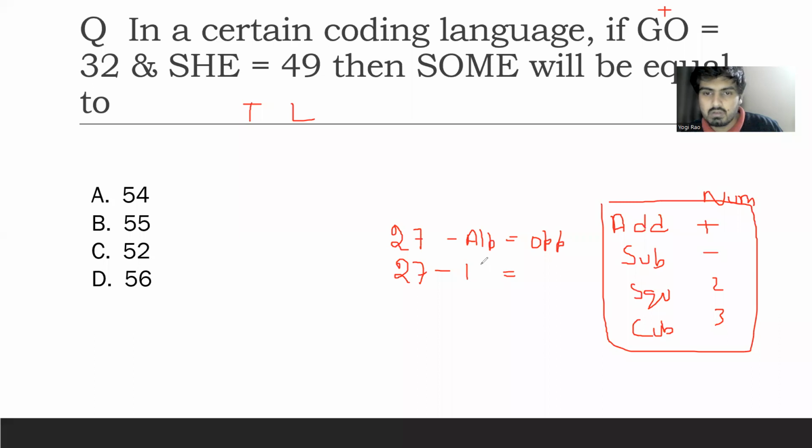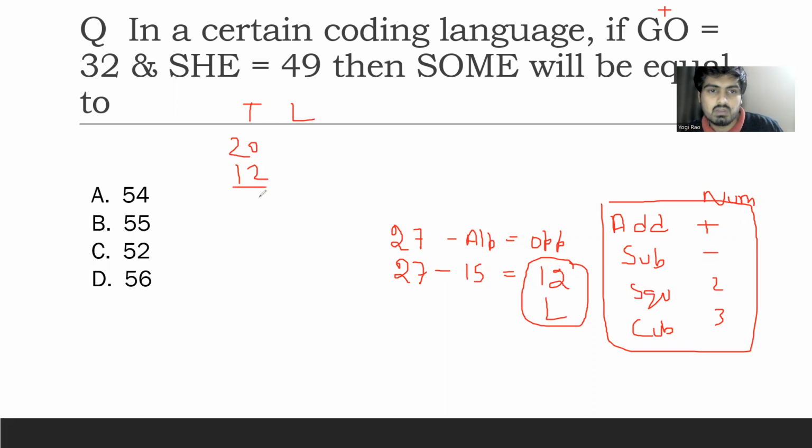O is 15. And if I don't remember the opposite of O, then I will do 27 minus 15. That will give me 12. So 12 is L. So that's another way I can find out the opposite of O. So when we add it, the opposite of G is T and the opposite of O is L. T is 20 and L is 12.